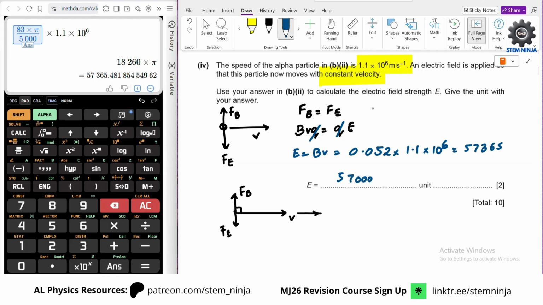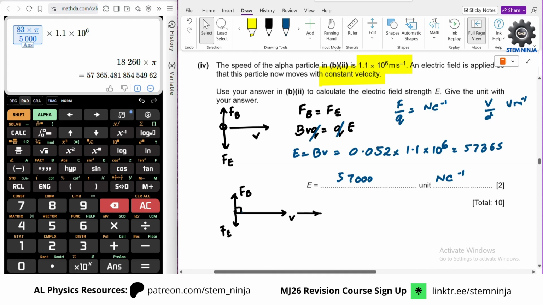So basically 57,000. And it's force over charge, so basically newton per coulomb. It could also be V over d, volts per meter. So newton per coulomb. And that's it for this question. Let's move on to the next one.